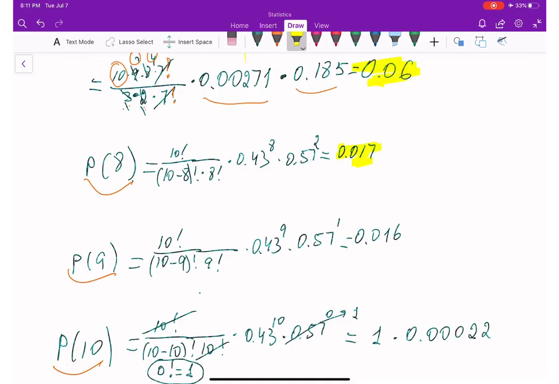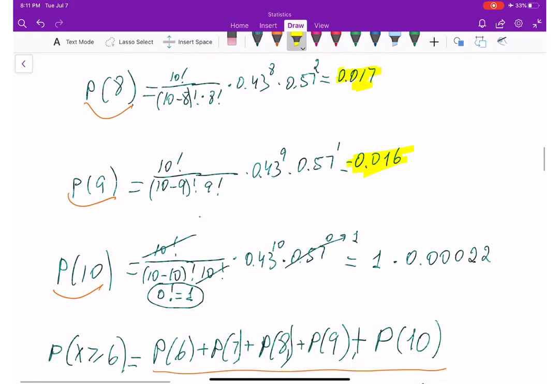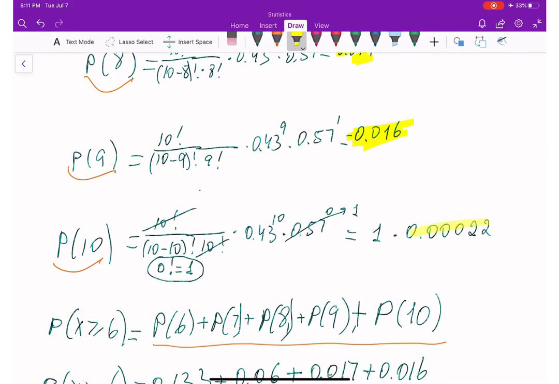7, 8, this is 9, and this is 10. Okay, by the way, important thing: not probability, factorial of 0 is equal to 1. Just so you know. Here I have 10 minus 10, because 10 out of 10. So 10 minus 10 is 0. That's why I put down factorial of 0 equal 1.